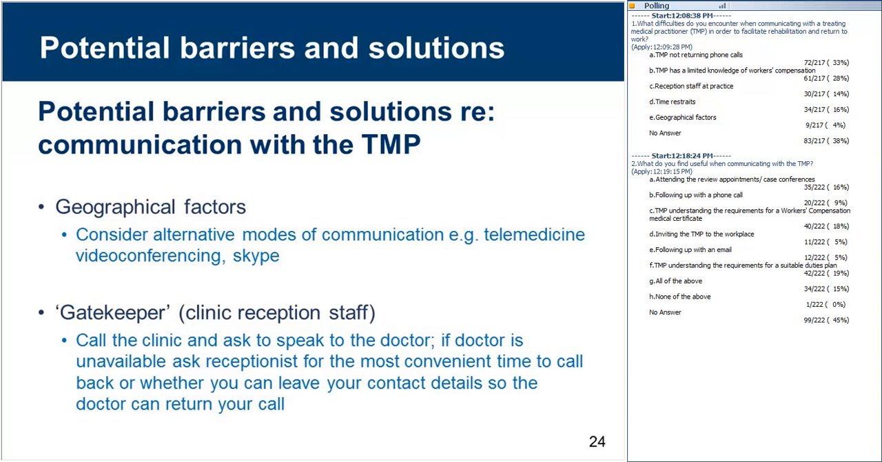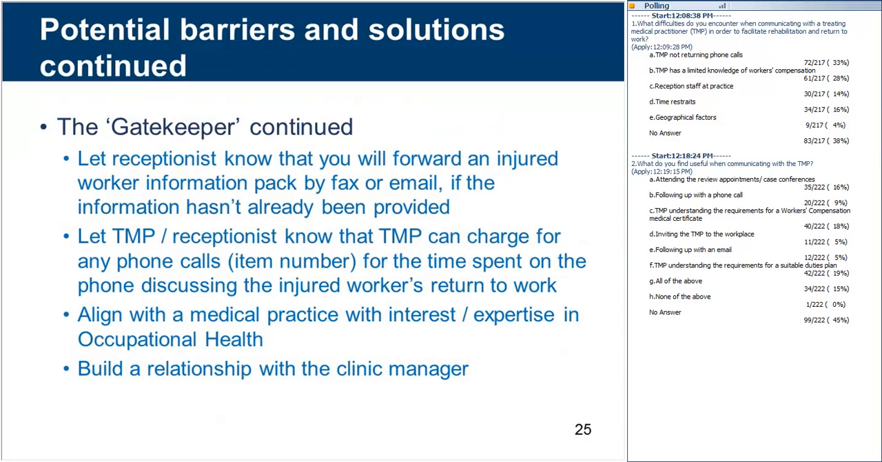For example, calling the clinic and asking to speak to the doctor. Now, if the doctor is unavailable, ask the receptionist for the most convenient time to call back, or whether you can leave your contact details so the doctor can return your call. If the worker hasn't already been provided with an injured worker pack, then let the receptionist know that you'll send it through. But also let the treating doctor or the receptionist know that the doctor can charge for any phone calls for the time spent on the phone discussing the injured worker's return to work.